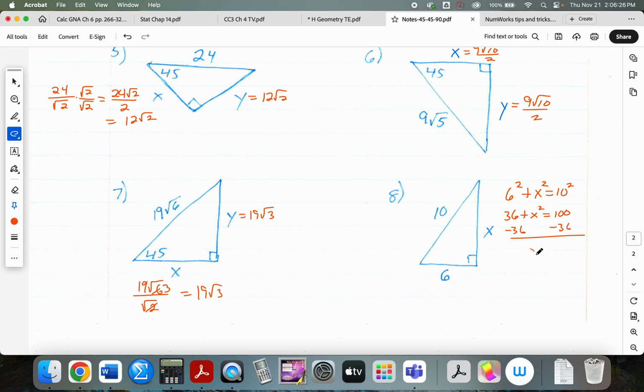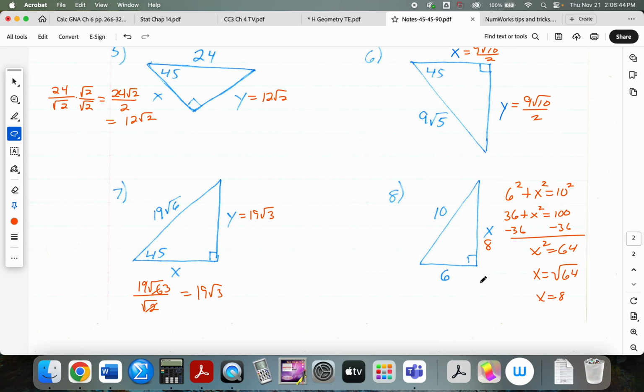Subtract 36 and we get x squared is 64. So x is the square root of 64, which is what? 8. Do we need to do all that work? No.